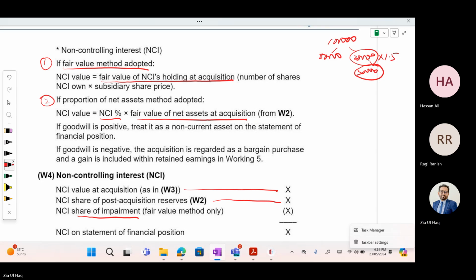Can you understand this? 30,000 is the fair value of non-controlling interest at the time of acquisition. And normally this figure is given in the question. So how can non-controlling interest at acquisition be calculated using the fair value method? Number of shares of non-controlling interest multiplied by fair value of shares. Or using proportion of net assets: net assets acquired at the time of acquisition multiplied by non-controlling interest proportion percentage.